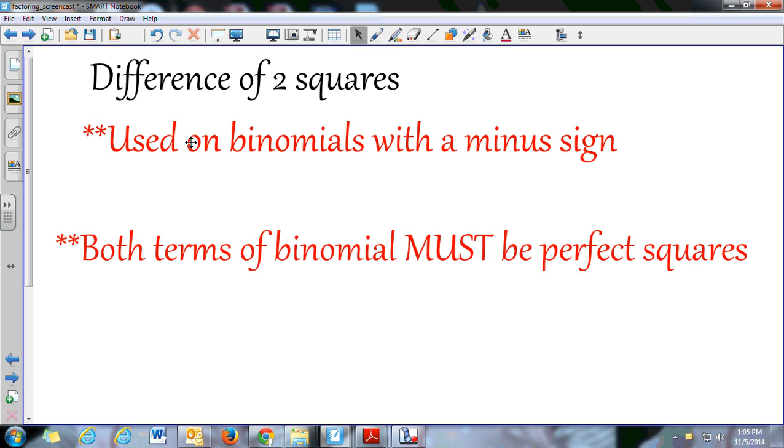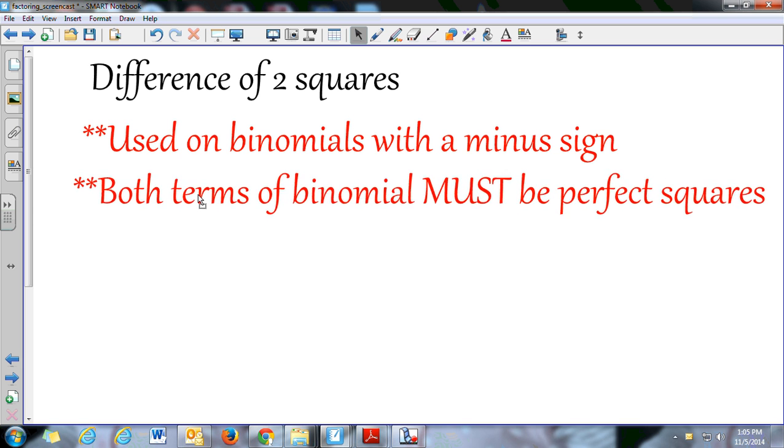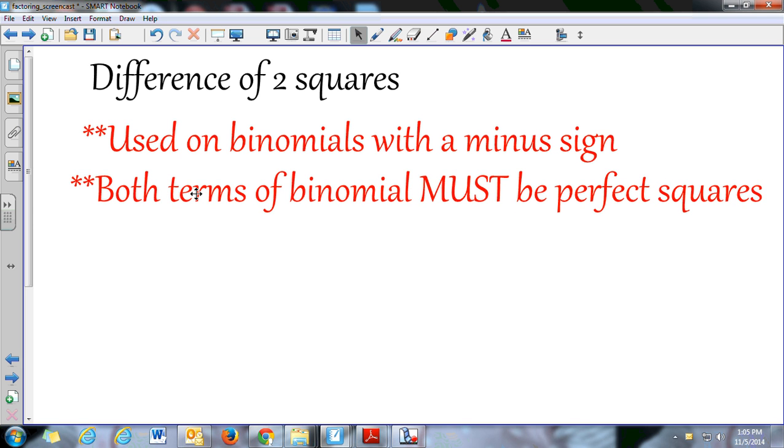We're going to use this on binomials that have a minus sign. But here's the key. Both terms of your binomial must be perfect squares. So if I have, for example, 2x squared minus 10, just because I've got a binomial with a minus sign doesn't mean it's a difference of two squares, because 2 is not a perfect square and 10 is not a perfect square. Here, this would be my greatest common factor.